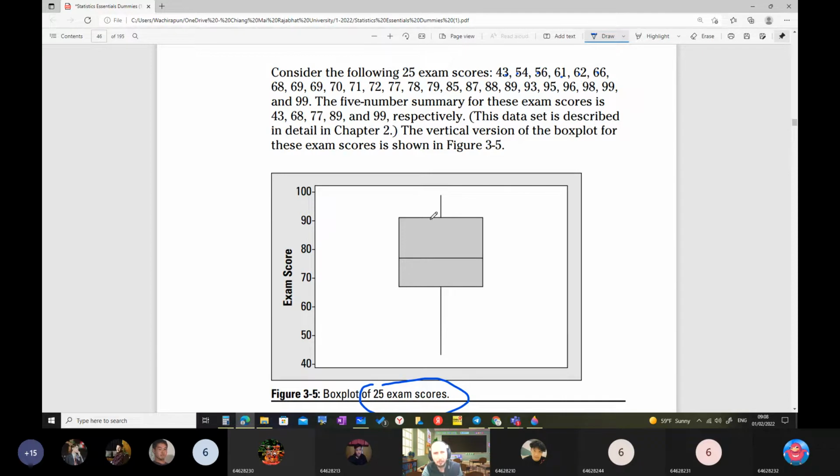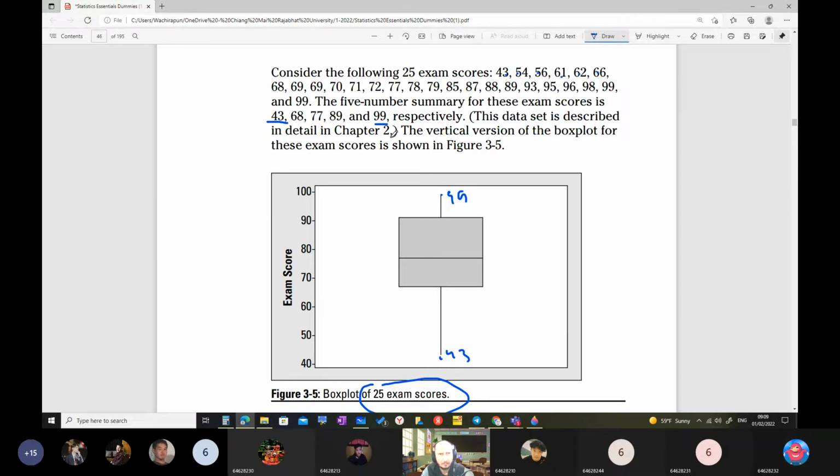Maybe not, but look, the lowest was here, 43, right? Very low. This is the lowest. The highest was 99, right? So this is the summary. 43 is the lowest, 99 is the highest, right?